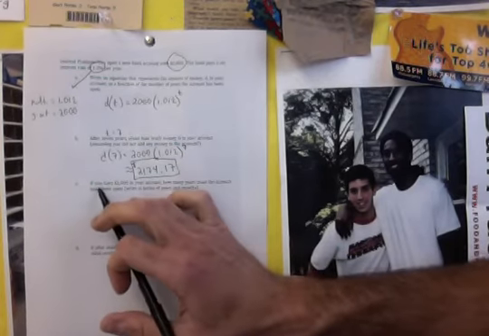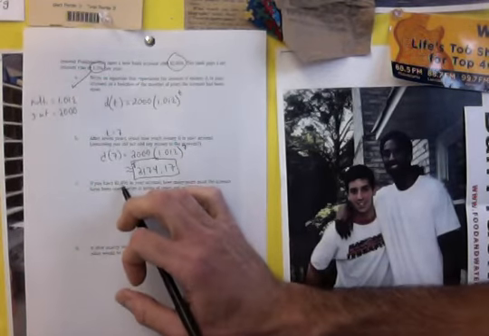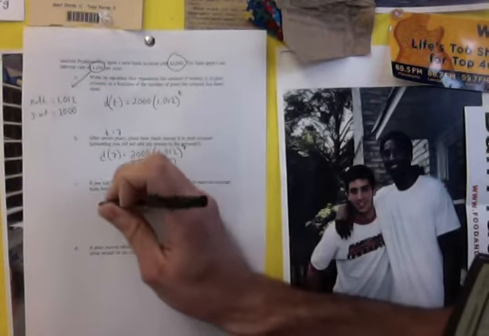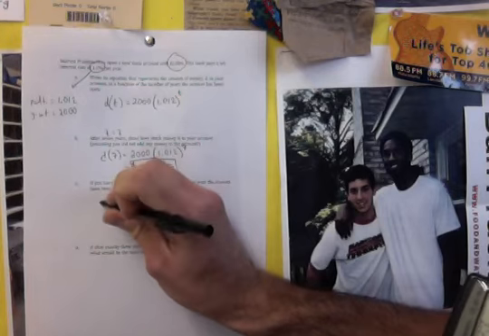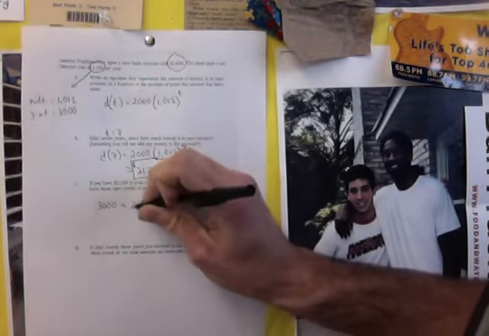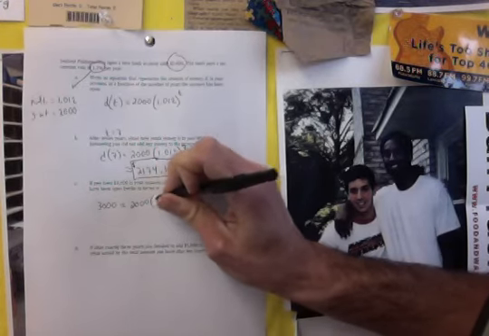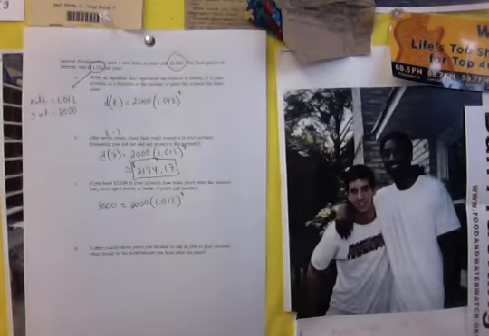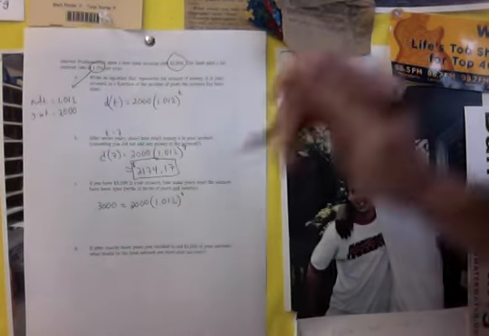Now, in part C, you're given the amount of money, and you're asked for the time. So here you're kind of going backwards. You're told that d of t is 3,000. So the dependent variable is 3,000 equals 2,000, that starting value, times 1.012 to the tth power. We've got to solve this equation.